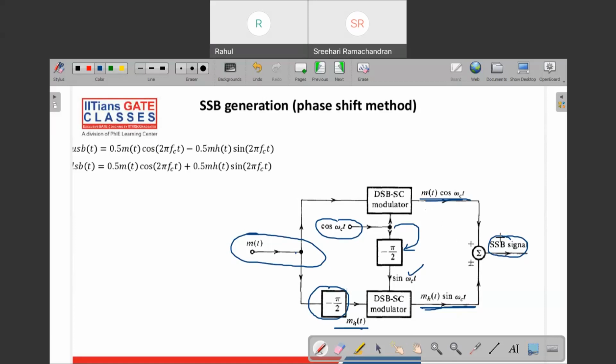So here, the generation of the SSB is kind of complex than the DSB-SC. So that is a trade-off here. Here we are able to reduce the bandwidth by 50%, but the trade-off is that the transmitter circuitry or the modulator circuitry is now more complex than the DSB-SC. So this is the phase shift method of the SSB generation.